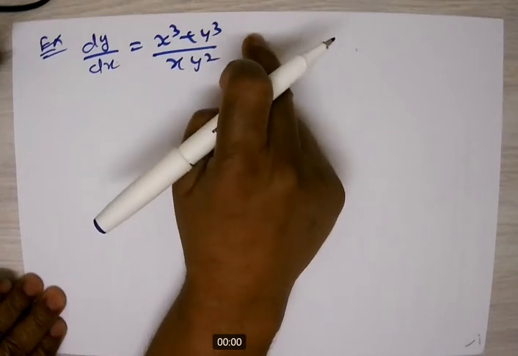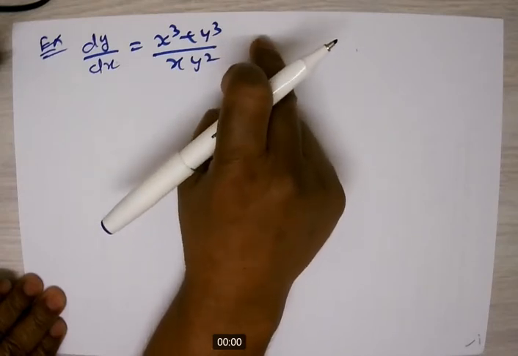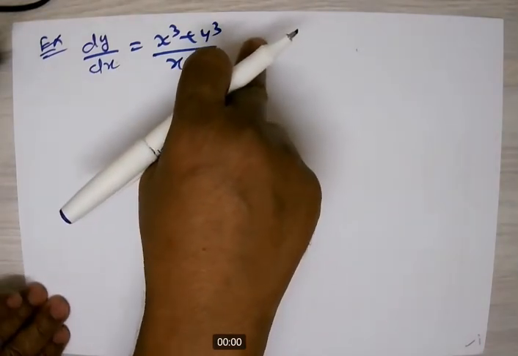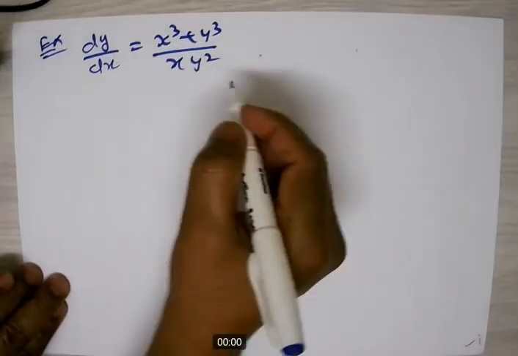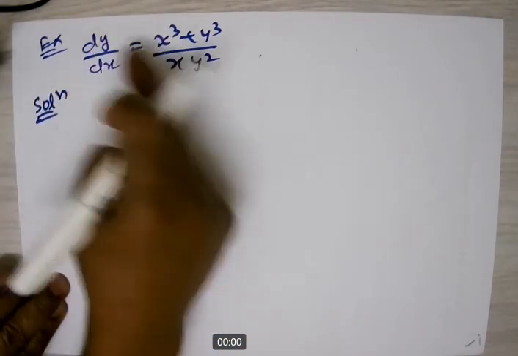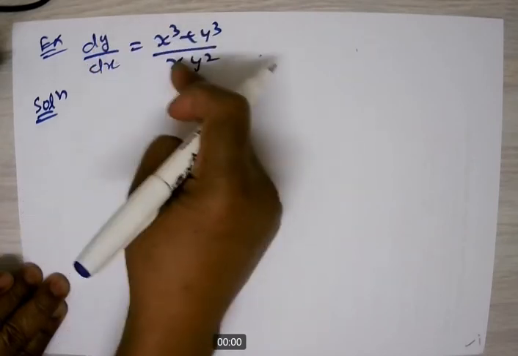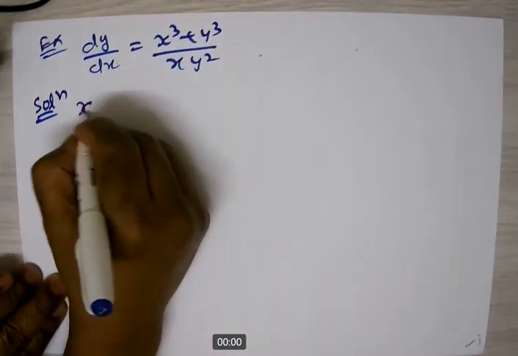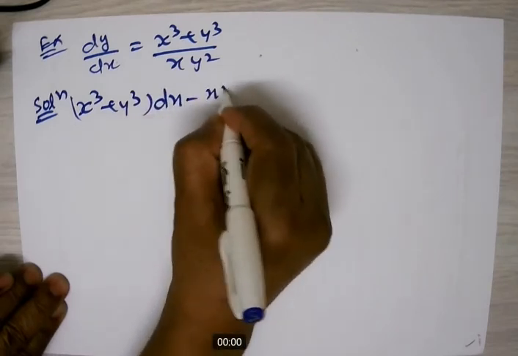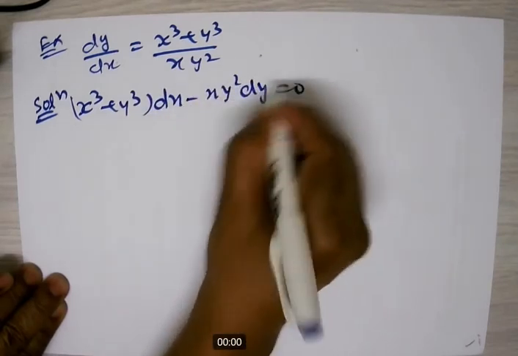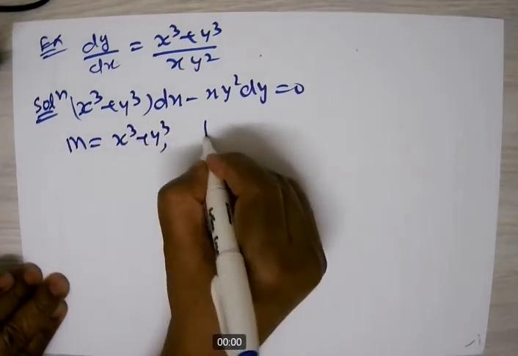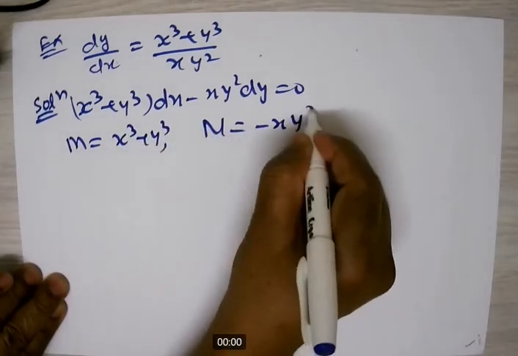So you have to use the exact method: first of all reduce this to exact form and then find the solution. It means we need to calculate the M values and N values. So what you have to do is cross multiply. So this will come here: x cubed plus y cubed dx minus x squared y squared dy equal to 0, and calculate M. M is x cubed plus y cubed and N is equal to minus x squared y squared.